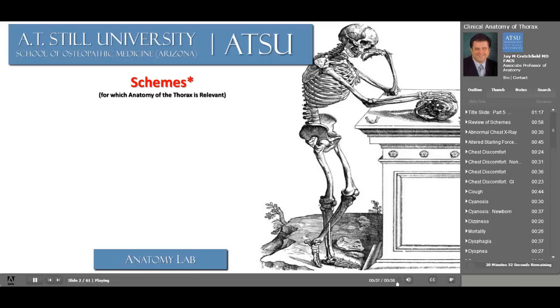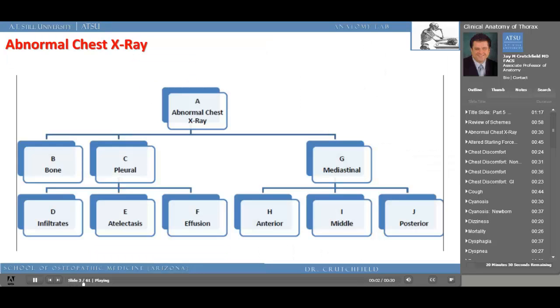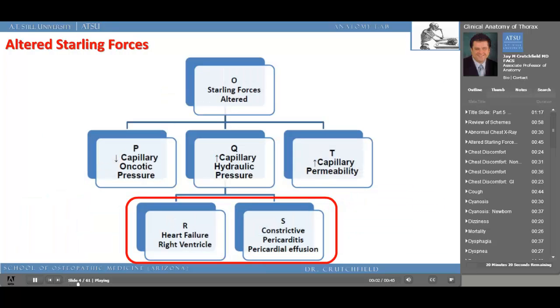The most obvious is an abnormal chest x-ray. If a patient presents with an abnormal chest x-ray, anything in the mediastinal or thoracic cavity could be the cause. Take a minute to look at the variety of causes of an abnormal chest x-ray, including not only fractures, pleural effusions, pneumonia, atelectasis, but even mediastinal diseases, such as cancer in the anterior, middle, or posterior mediastinum. It's all relevant. It's difficult to completely understand the pathophysiology of altered Starling forces unless you understand the interplay between the mediastinum and the thoracic cavity.